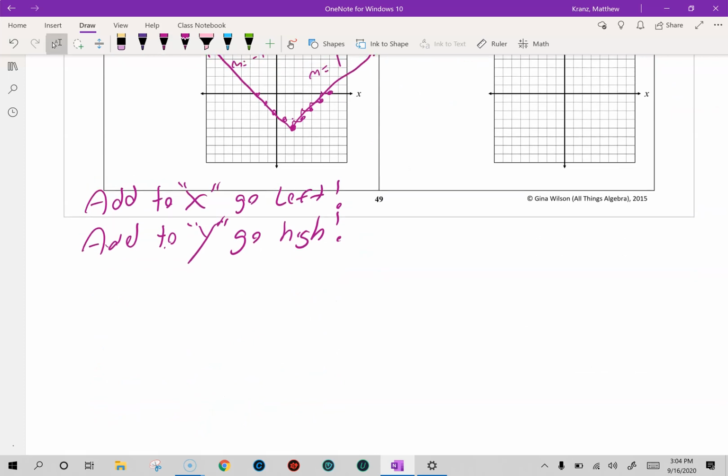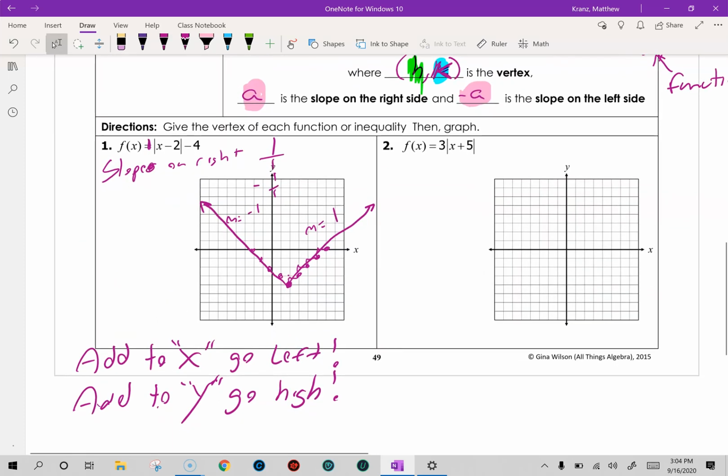All right, so let's go ahead and try one more. Now, when I look at this right here, I see that I'm adding 5. So when I add to x, I go left. So that means I'm going to go left 5. So 1, 2, 3, 4, and 5. And now notice that there is nothing being added or subtracted here. So that's just like a plus 0. So we don't move it at all. So right here is my vertex.